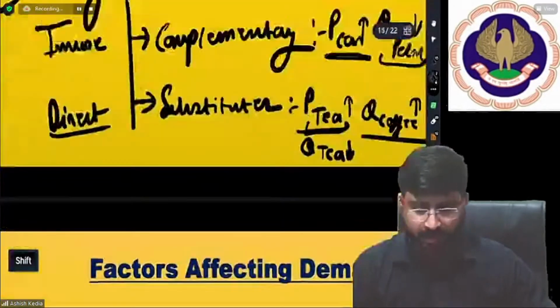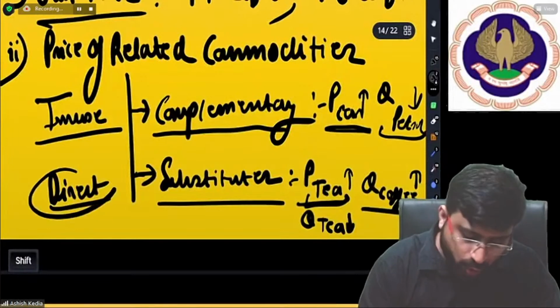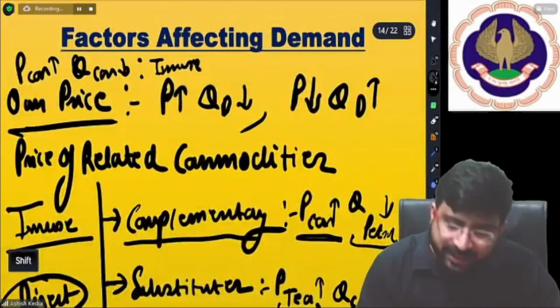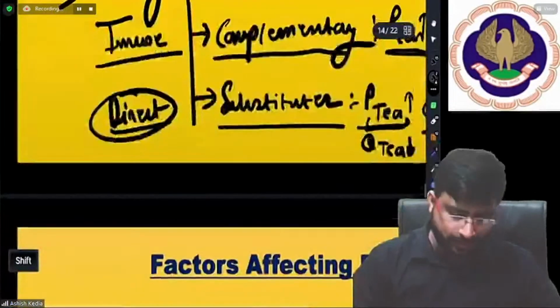All right, sir. So that's what we are discussing. In complementary goods, inverse relation; substitute goods, direct relation; and in own price, obviously inverse relation. There is no doubting this fact. Moving on.